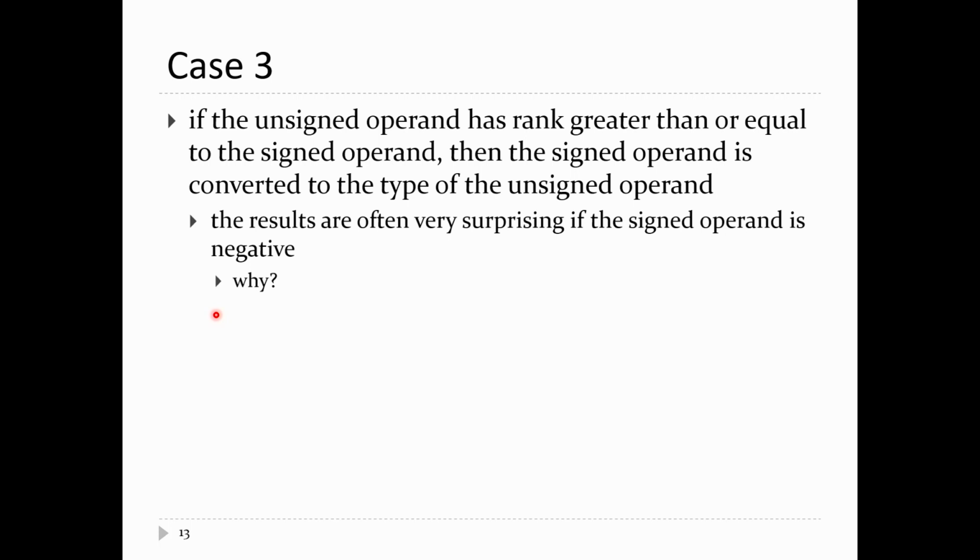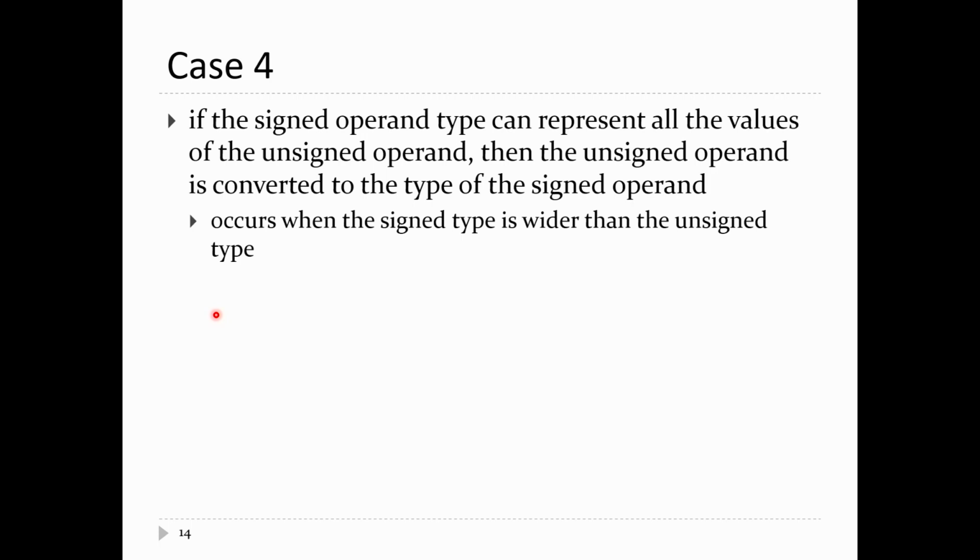Okay, case 4. If the signed operand type can represent all the values of the unsigned type, then you convert the unsigned type to the signed type. Now you don't have to worry about converting a signed value to an unsigned value. This only occurs when the signed type is wider than the unsigned type. So for example, if you have an int and you're adding an unsigned short, then the unsigned short gets promoted up to int.